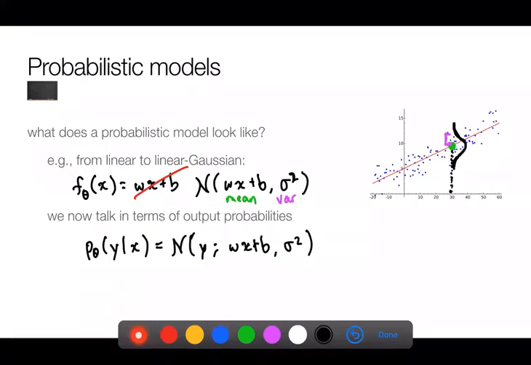Now I want to go back and talk a little bit about maximum likelihood estimation and how we're going to be thinking about it in this class. Before I do that, are there any questions so far about probabilistic models or the motivation behind MLE, or anything else?